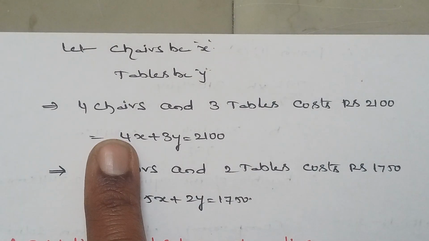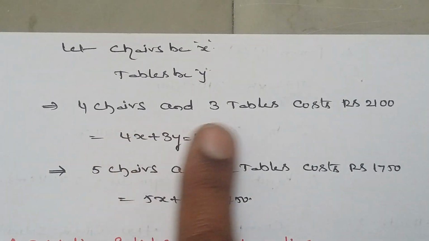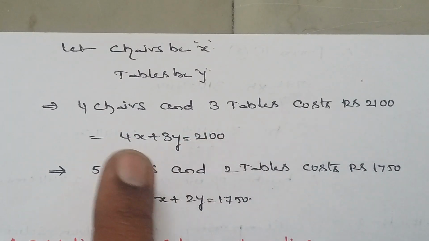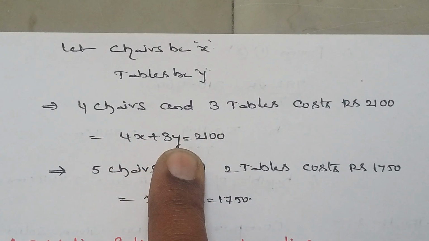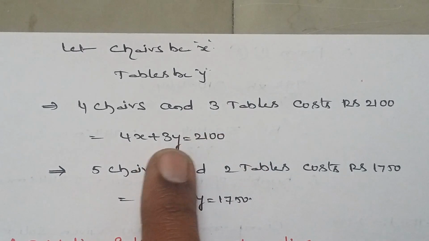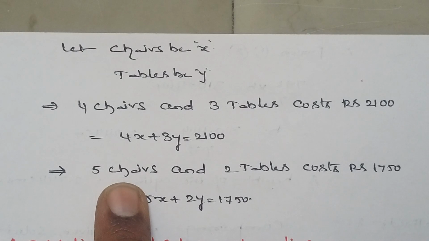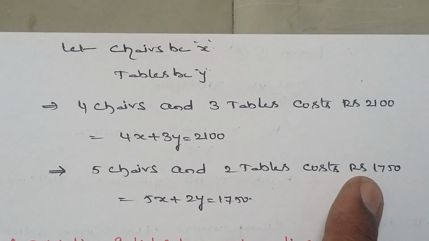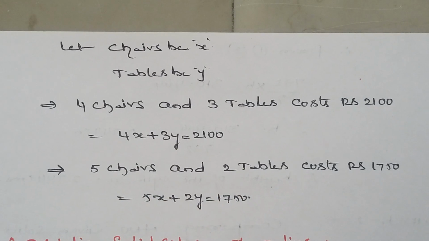Now according to the question, 4 chairs and 3 tables cost 2100. Chairs we assumed as x, so 4 into x, and 3 tables we considered as y, so 4x plus 3y equals 2100. Now 5 chairs and 2 tables cost 1750. So with chairs as x and tables as y, 5x plus 2y equals 1750. That's it. No need for simplification. They only ask you to convert it into a pair of linear equations.